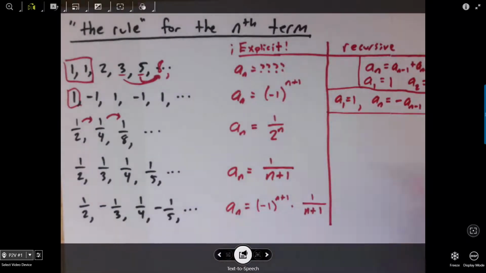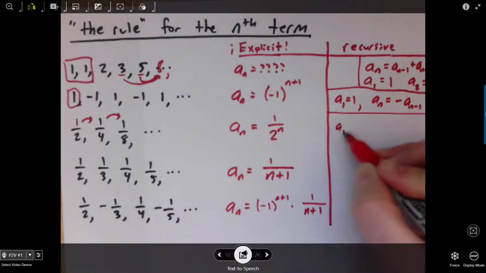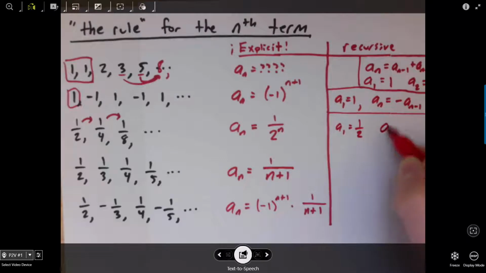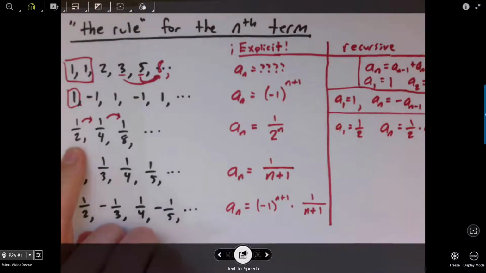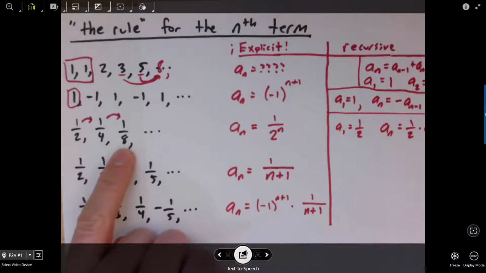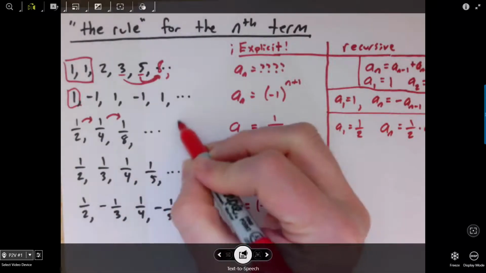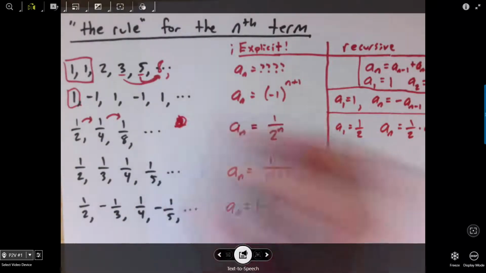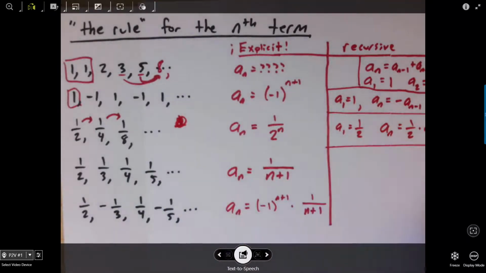What about this one? So my first term is 1/2, and then my nth term is 1/2 times my previous term, right? Because if I have 1/2 times a half, I get a fourth. If I have a fourth times a half, I get an eighth. And in general, let's pretend I have, well, let's not pretend. I think that's probably good.